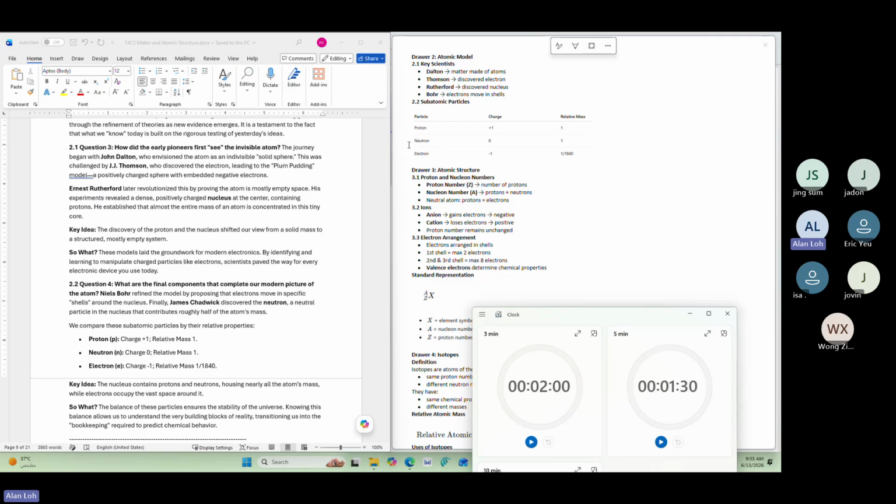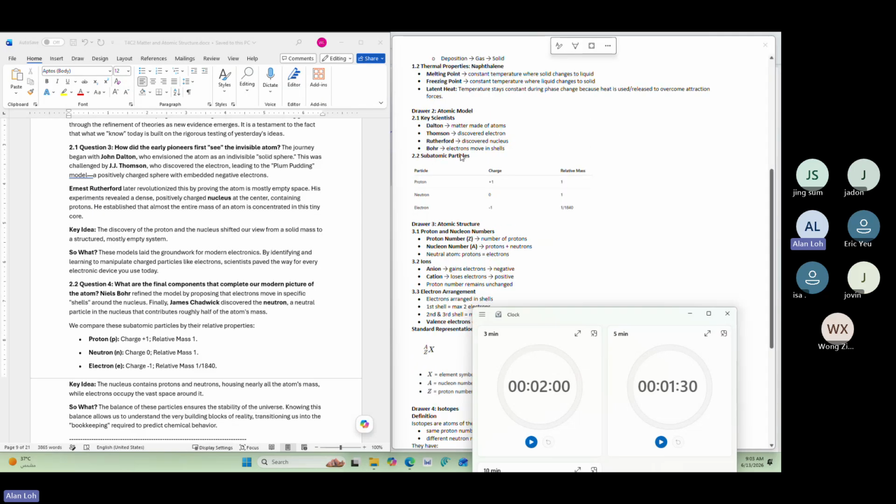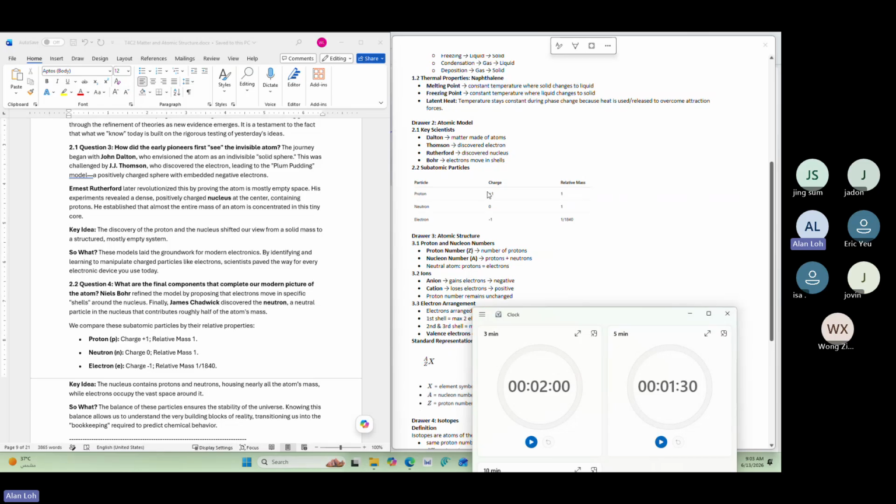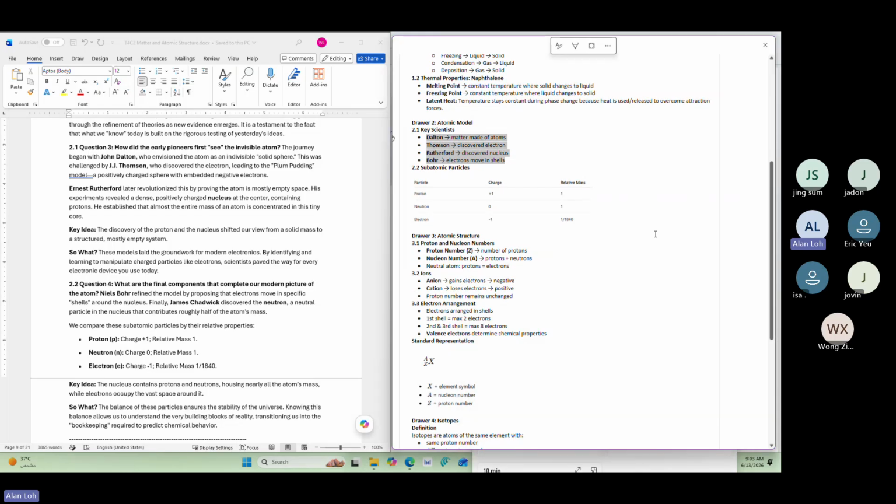Okay. To the scientists, if you want to understand it in a very concise way, this is how I understand it. Dalton discovered that matter is made of atoms. Thomson discovered the electrons. Rutherford discovered the nucleus. Bohr discovered the electrons move in shells. Right? So let's go to drawer 3.